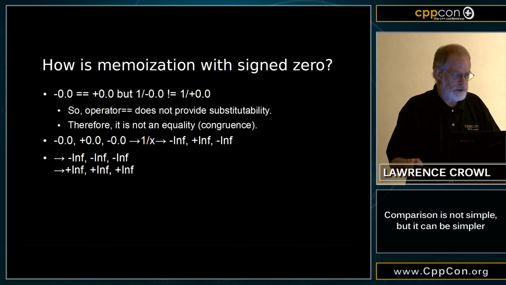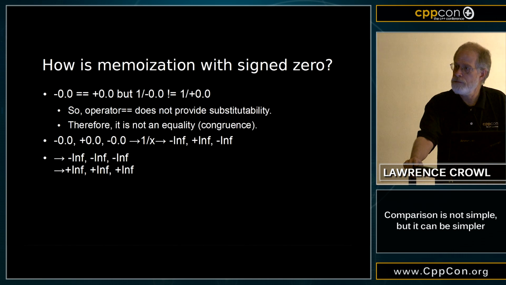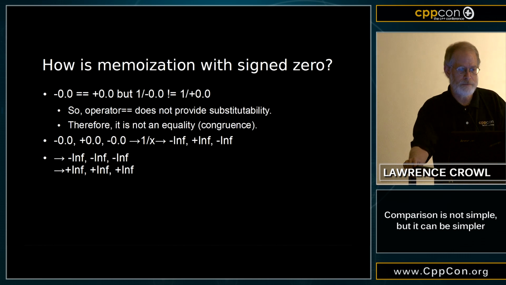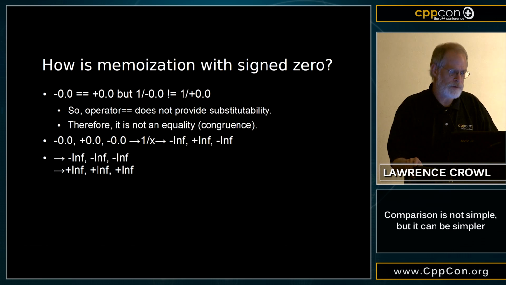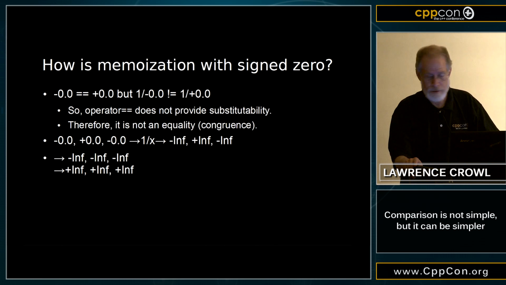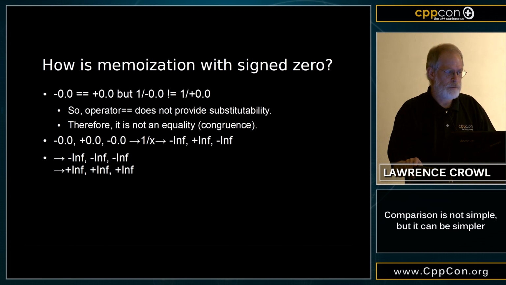But let's go a little bit further for memoization. So we've determined that operator equal does not provide substitutability, therefore it's not an equality. So if I do a memoization over 1 over x, and I give it minus 0, plus 0, and minus 0, what I should get out is minus infinity, plus infinity, and minus infinity. What I do get out is minus infinity, minus infinity, minus infinity.